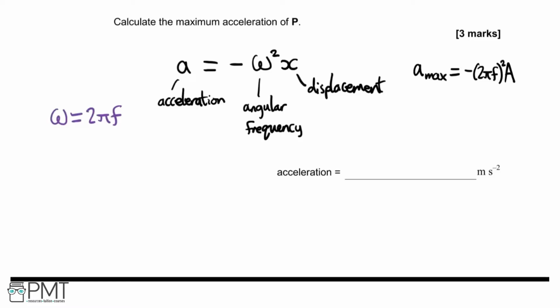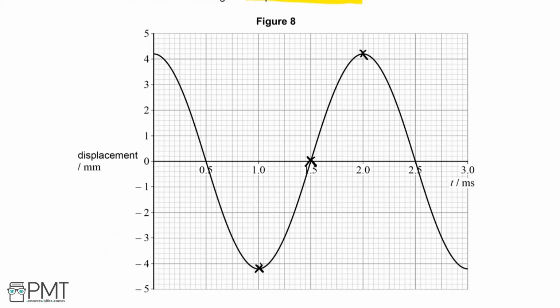So the angular frequency is equal to 2 pi times the ordinary frequency. And then I've included the amplitude because the maximum acceleration occurs at the most extreme points in its motion, i.e. when the displacement is equal to the amplitude. So we need to go back to our graph and recover some values of f and of capital A. Now we can use the time period of this oscillation to find the frequency, first of all.